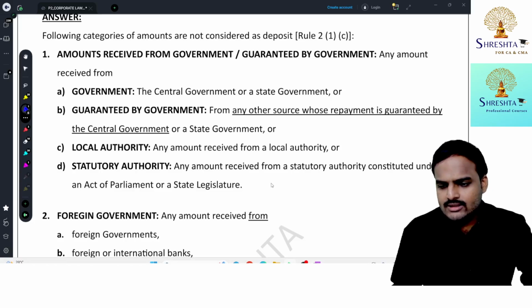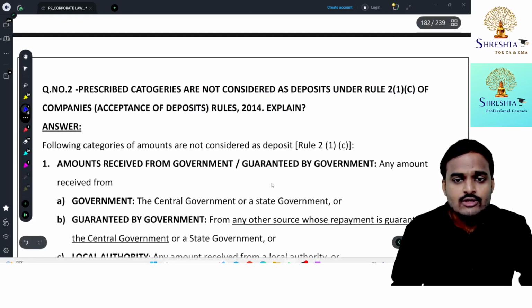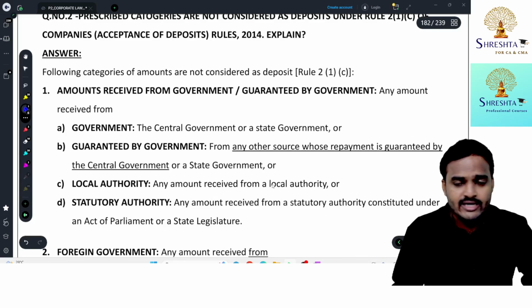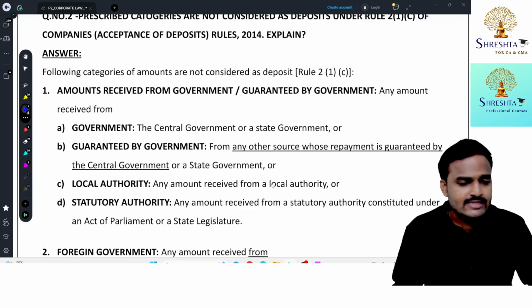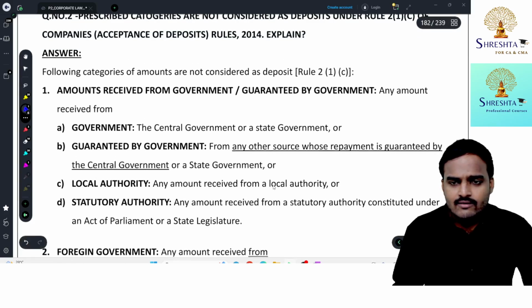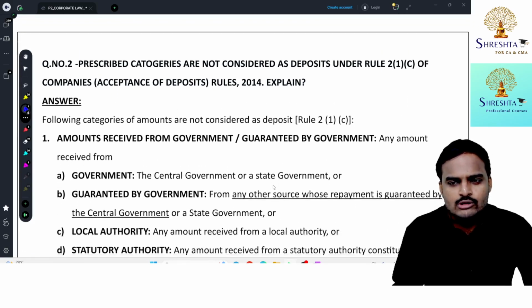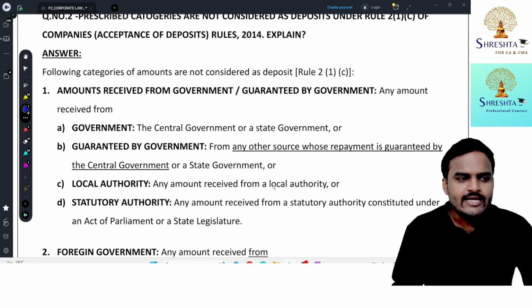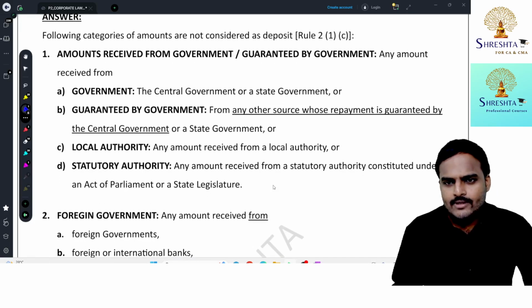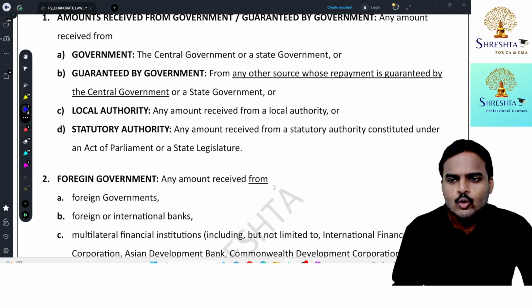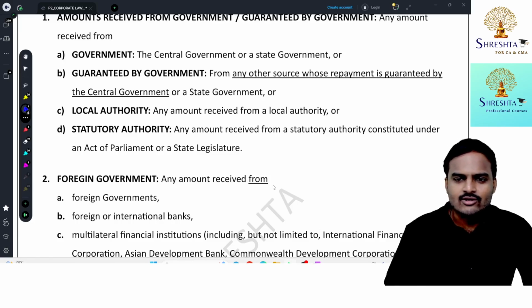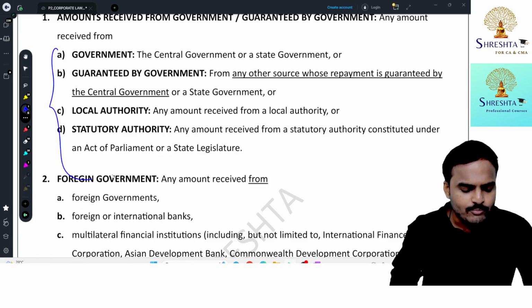Last 1 hour, I think 50 minutes, I discussed with you exempted categories only. Just we'll read these exempted categories in the material and then we'll take a break. So the following categories of amounts are not considered as deposits. Any amount received from the central government or a state government, or from any other source whose repayment is guaranteed by the central government or a state government, or amount received from a local authority, or from a statutory authority constituted under an act of parliament or state legislature, not a deposit.